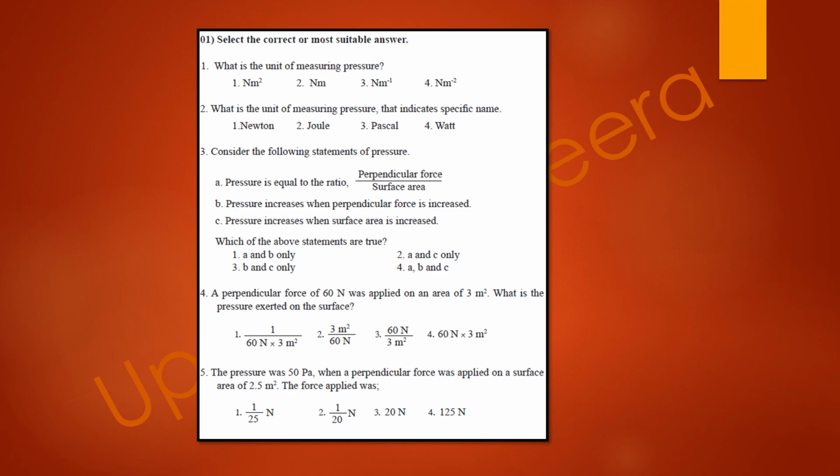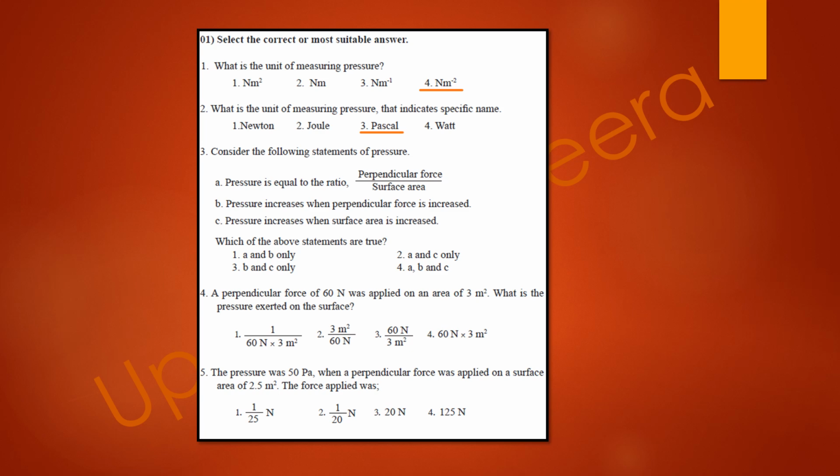Question number 1. What is the unit of measuring pressure? You have learned this. The SI unit of measuring pressure is newtons per square meter. Number 2. What is the unit of measuring pressure that has a specific name? That is Pascal. 1 newton per square meter is equal to 1 Pascal.